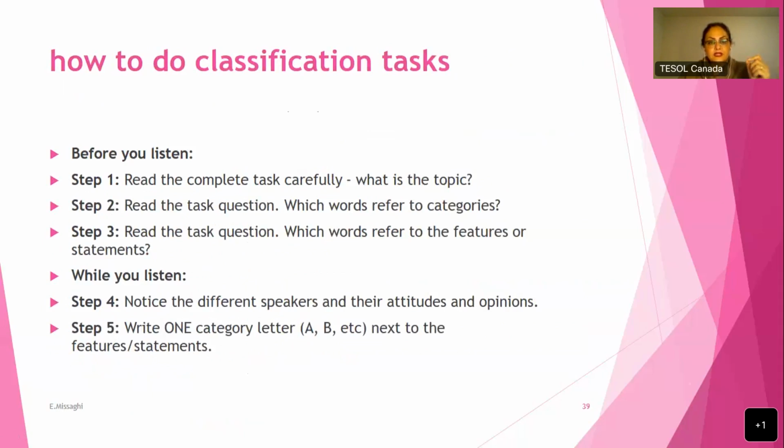For matching or classification, they have to read the topic, the questions, and all the choices, and then decide which words refer to which categories. While they're listening, they understand the different categories, so they can match the letters or parts with the different categories.